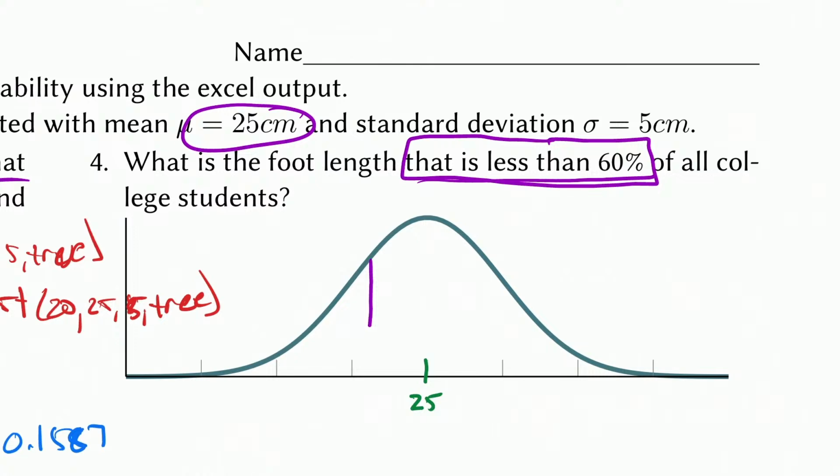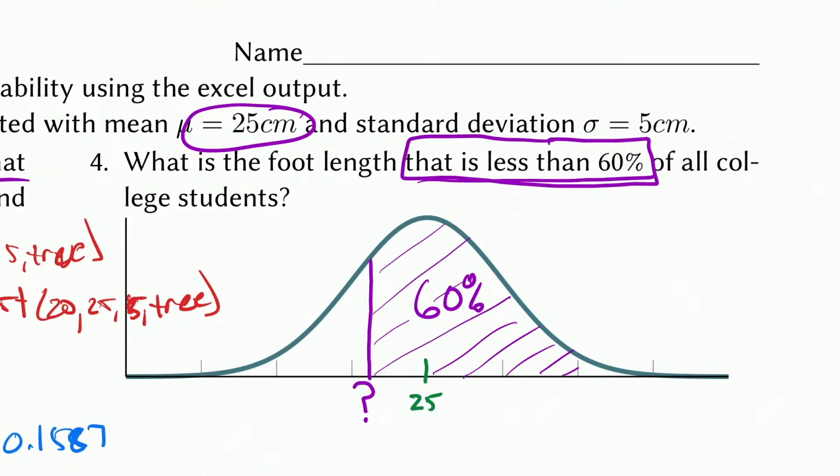But the correct thing is to do this, because that line, whatever this is, I'll put a question mark here, will be less than 60% of everybody. 60% is to the right. So this is what I'm looking for. The minimum you should do is to put a line somewhere, shade whichever direction it's going to be, and put the percentage in there.